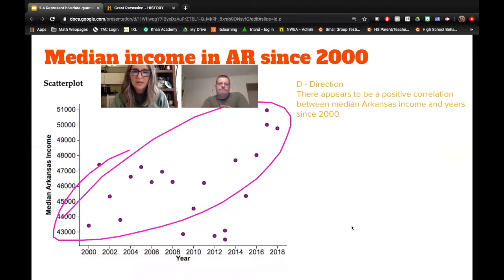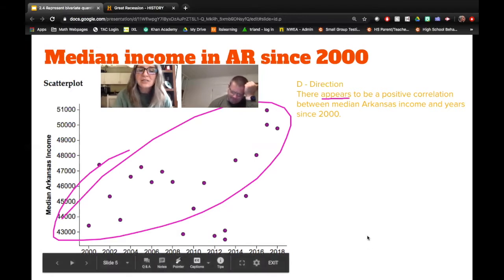So we say there appears to be a positive correlation between median Arkansas income and years since 2000. And what did I do right here to assure myself that I have a solid response? I was specific. I talked about the variable. And I used my wishy-washy word, appears. All right, what comes next?